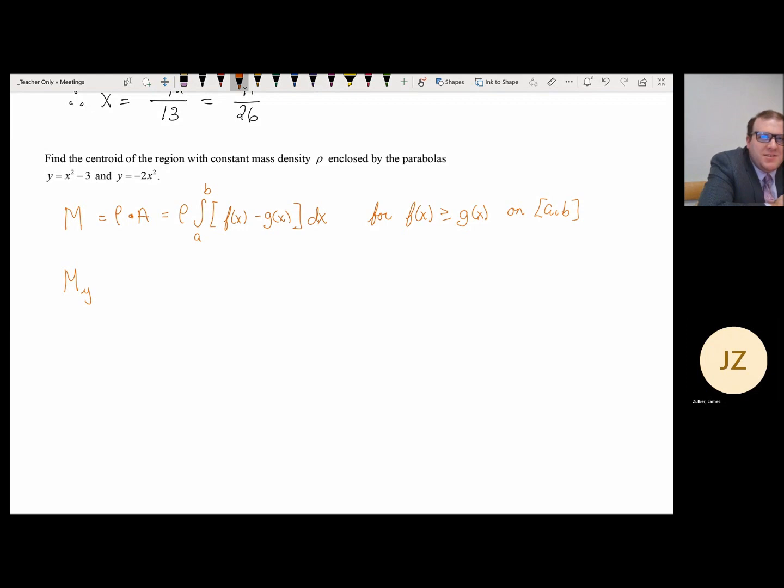The y moment is rho times the integral from a to b of x times the difference f of x minus g of x. Again, f of x greater than or equal to g of x on the interval.